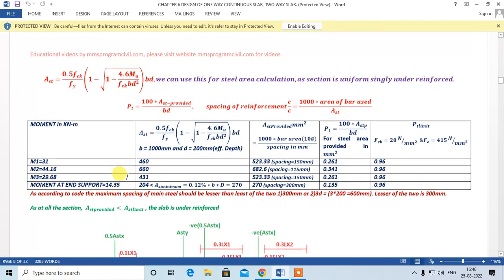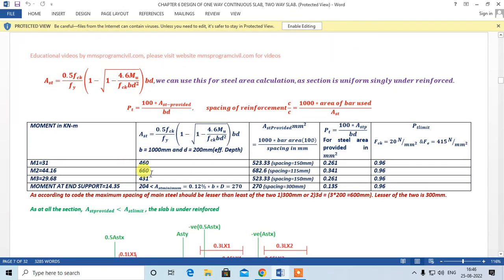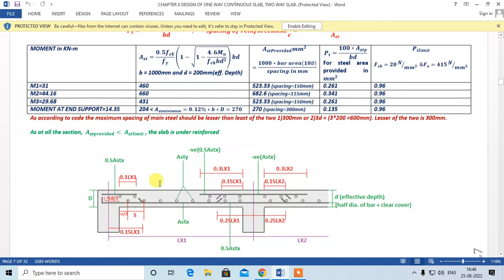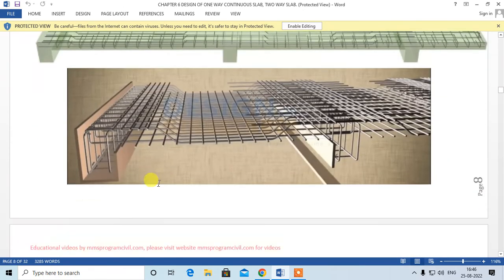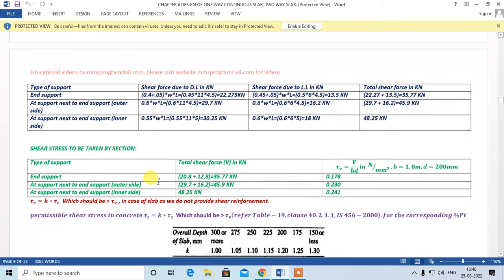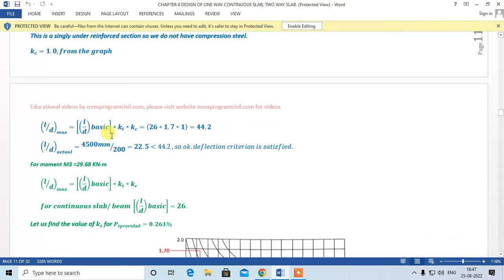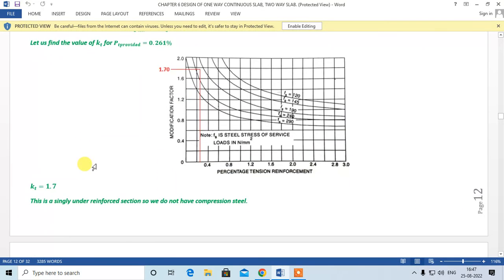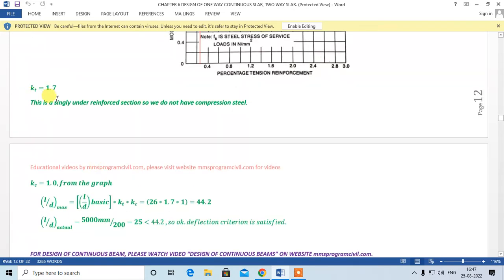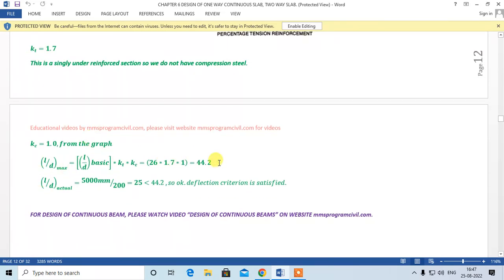Let me show you the table. This required steel is 460, and over here the required is 431, provided is the same. So this will be slightly larger, but still that will not make much difference, and we can take KT the same as in the case of the first. As we found the KT for this moment, we can use the same KT for this moment also, because the difference is not going to be much. So KT is equal to 1.7. Again this will be 44.2.